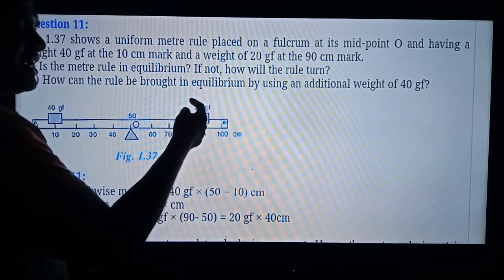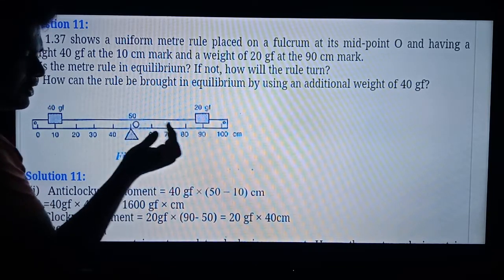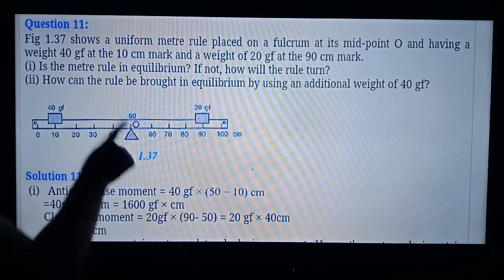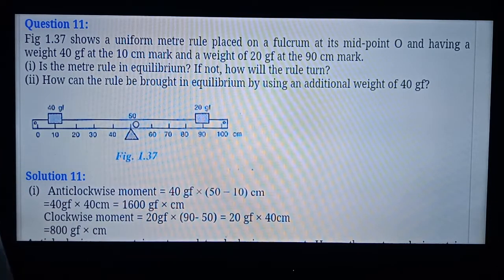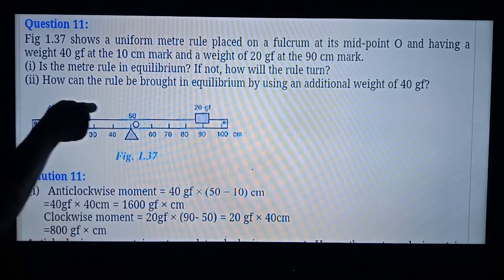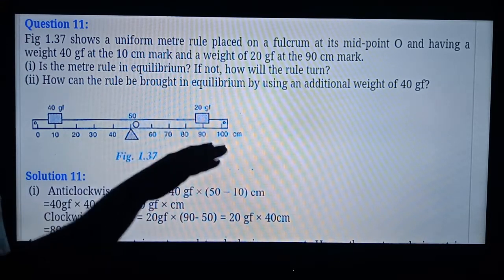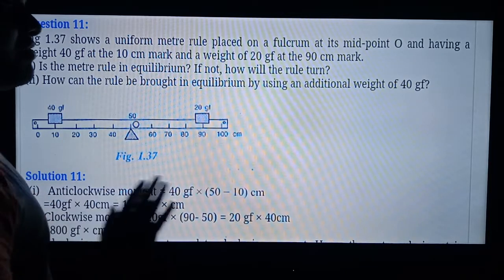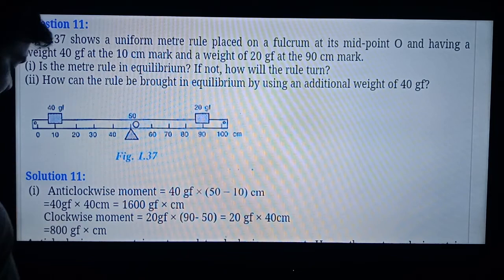20 GF will create clockwise moment. It is placed at 90 centimeter mark. So this distance is equal to 90 minus 50, that is 40. Is the meter rule in equilibrium? If not, how will the rule turn? So first of all, you have to calculate anti-clockwise moment and then clockwise moment. If both are equal, then the meter rule will be at equilibrium. If both are not equal, then the meter rule will not be at equilibrium. Then see the solution.